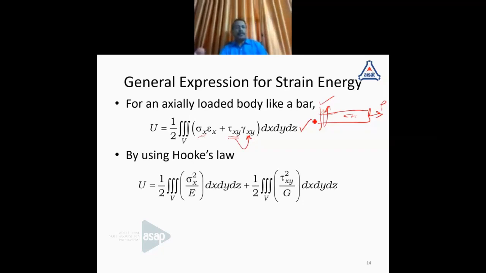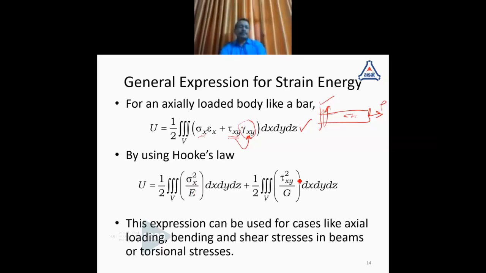And this together can be considered. And here again, we will be using Hooke's law to convert the terms into a particular form. That is, instead of epsilon x, we can write sigma x by E. Instead of gamma xy, we can use tau xy by G. It is also from Hooke's law. The same expression we can use for cases like axial loading, bending, and shear stresses in beams, or torsional stresses. Torsional means torque is applied.